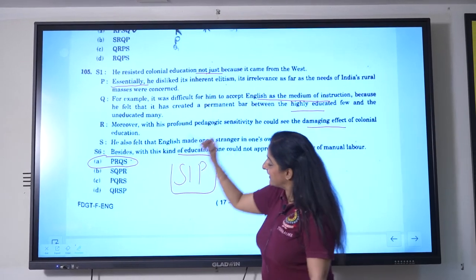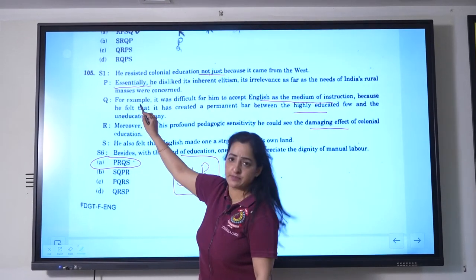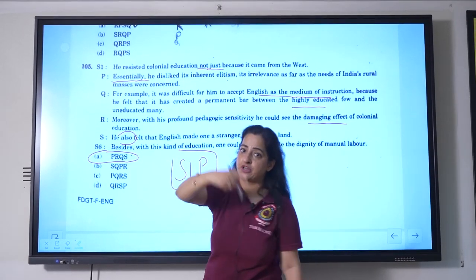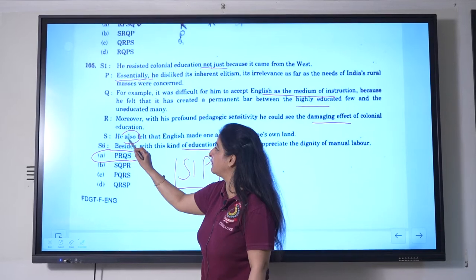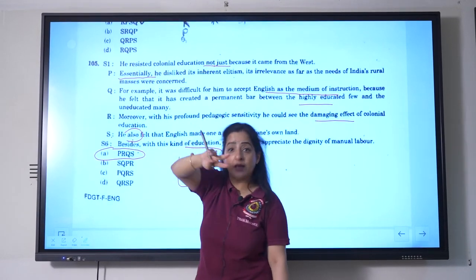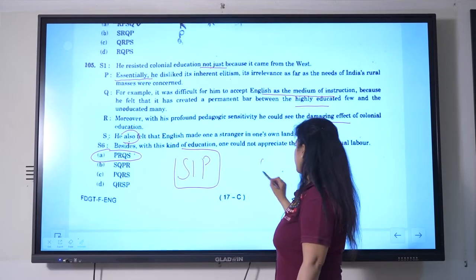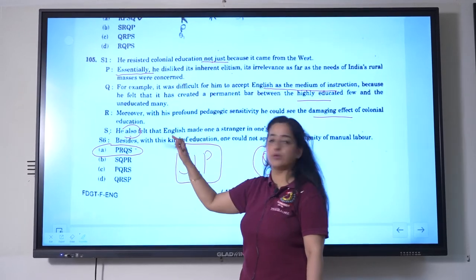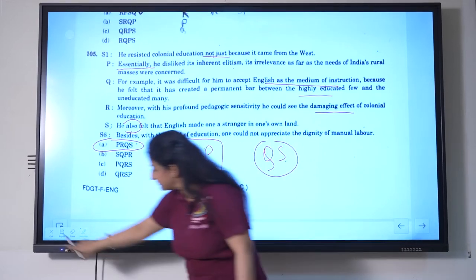And then he also, so first he talks about English, and then he also felt second information about English. The word also will help you. Ki acha, S to Q ke baad hi aayega. So that's how, you know, Q and S is connected. Q talks about English and then also English. Q and S. Okay.